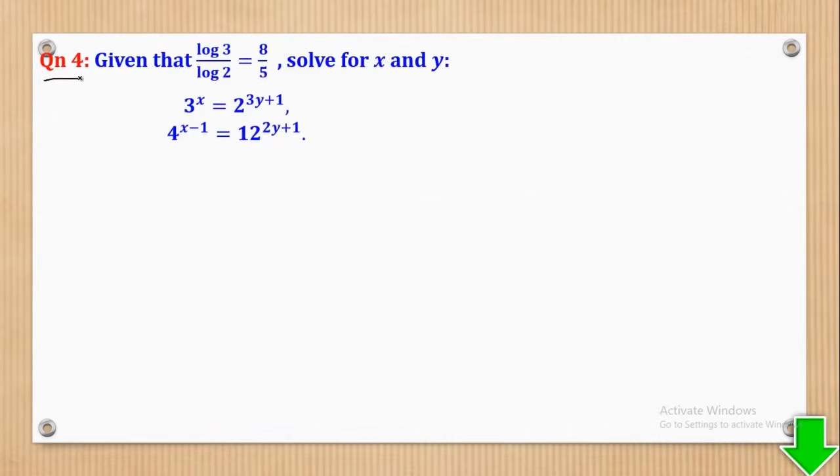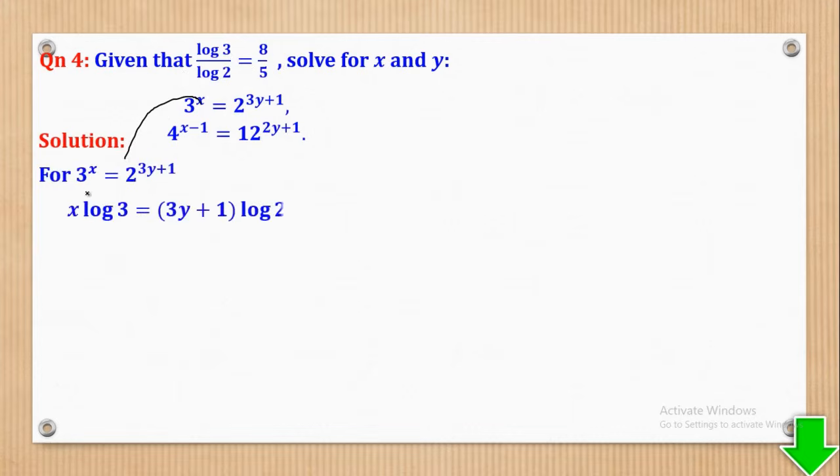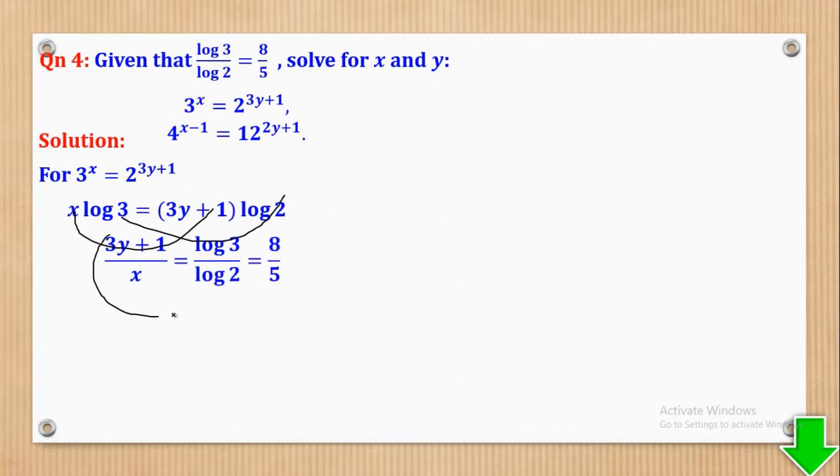So now we shall go to question 4. You say that given that this is equal to that, solve for x and y in these equations. So from this first one, it implies putting log base 10 on both sides. It becomes, this side becomes x log 3, and this side becomes 3y plus 1 log 2. So when I take this one this side and this one this side, I'll come up with this expression.